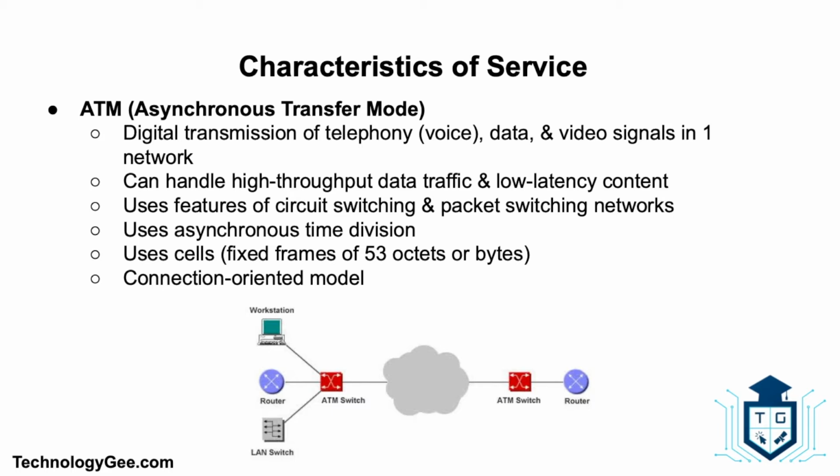ATM uses a connection-oriented model in which a virtual circuit must be established between two endpoints before the data exchange begins. These virtual circuits may be either permanent, i.e. dedicated connections that are usually pre-configured by the service provider, or they can be switched, such as set up on a per-call basis using signaling and disconnected when the call is terminated.